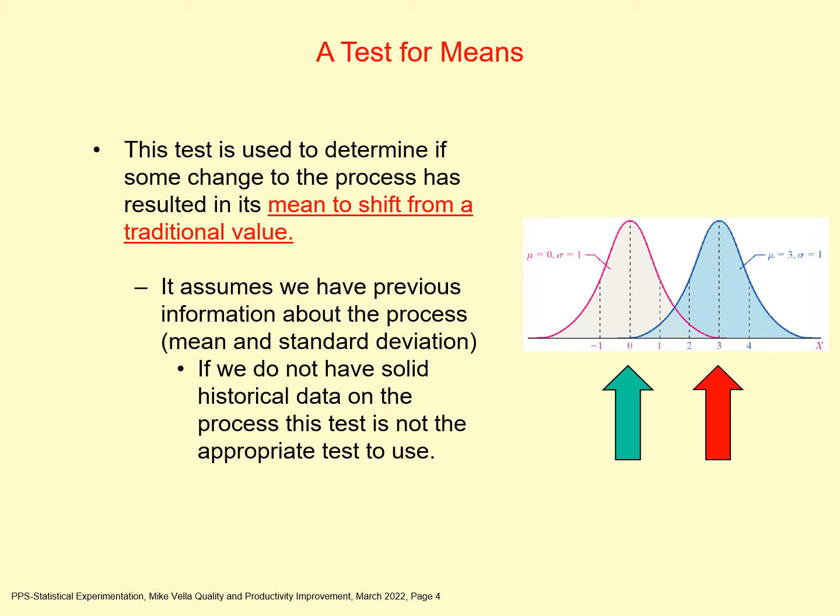And what we're talking about in terms of a change to the process is some kind of variable change, changing a key process variable like pressure from the current status to an alternate status, a different material from the current to an alternate. Now, this test assumes that we have previous information about the process. We have historical data about the mean and standard deviation. Now, if we don't have this historical data, then it's not appropriate to use this test.